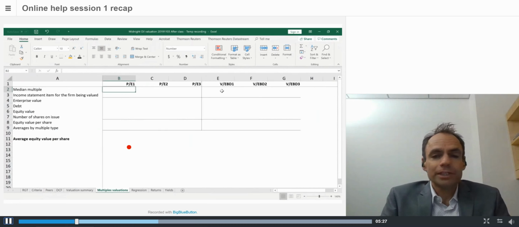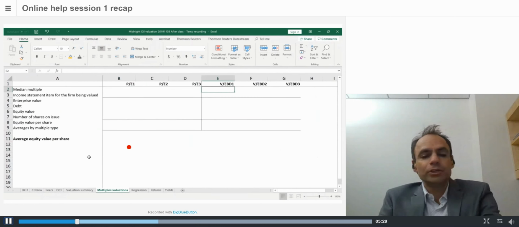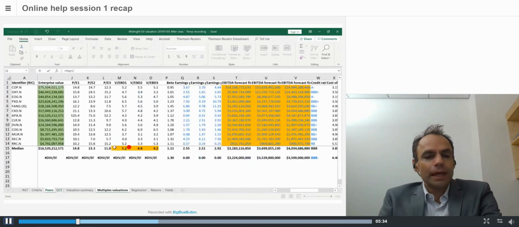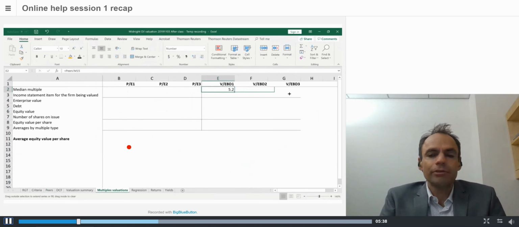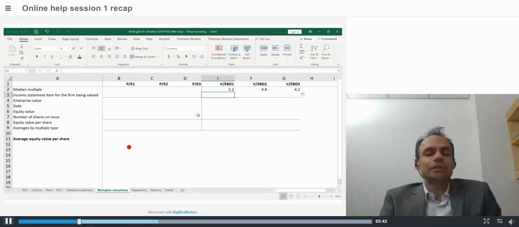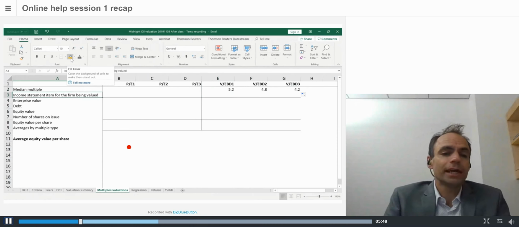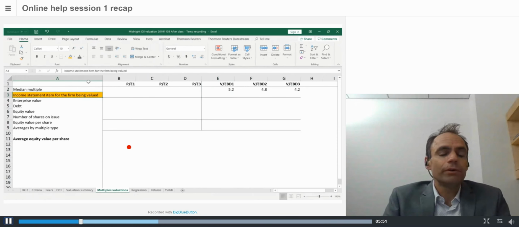So in our multiples valuation tab, I'm going to link in cell E2 to cell M15 from the peers tab. I'm going to drag that number across. We then have to estimate the EBITDA projections for midnight oil for forecast years 1, 2 and 3. And the label that I'm using for that is the income statement item for the firm being valued. So the income statement item for midnight oil.